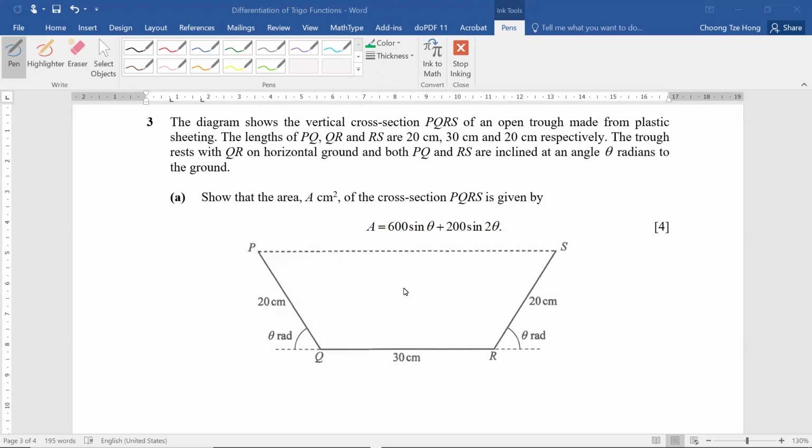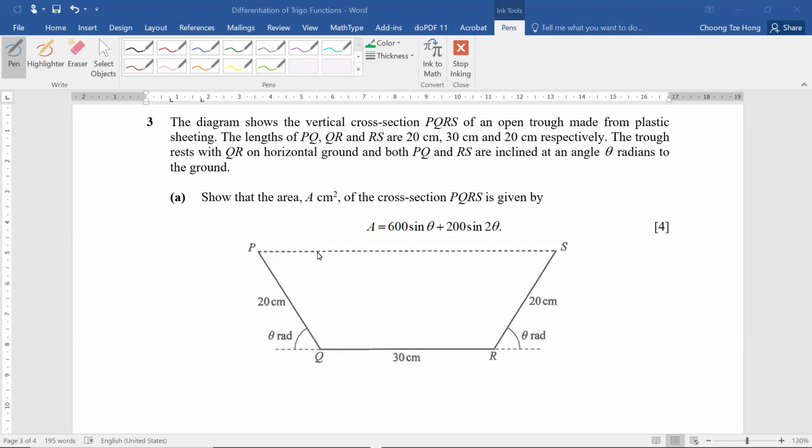So basically what they want us to do is to find the area of this particular shape and then show that it's of the form that they indicated. Over here, this trough is actually a trapezium, correct? So what we can do is divide it into two triangles and one rectangle so that we can find the area more easily.